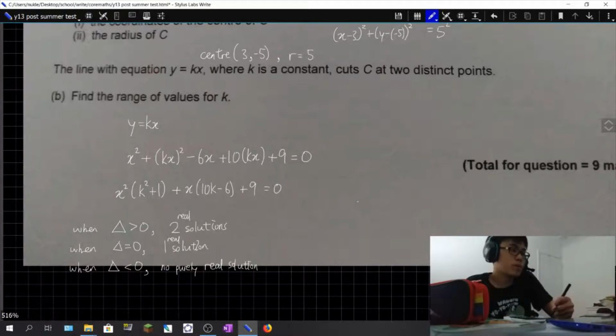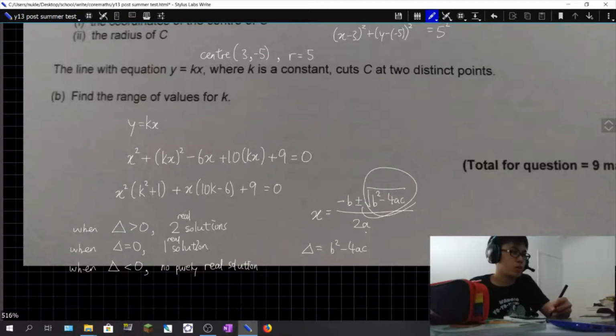So the discriminant, you remember, when you solve a quadratic, you're going to have x is equal to negative b plus or minus the square root of b squared minus 4ac, all over 2a. This guy is the discriminant, so the discriminant is equal to b squared minus 4ac. It's what's under the square root there.